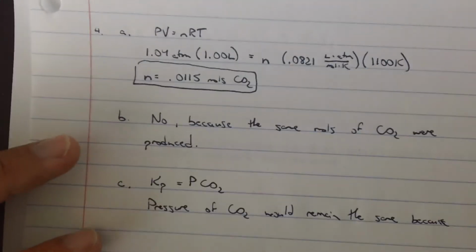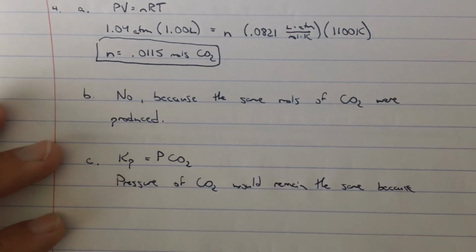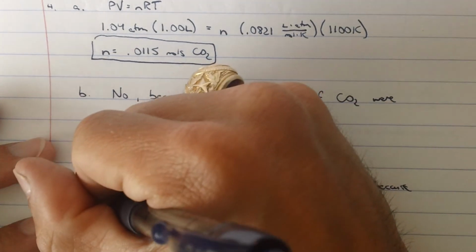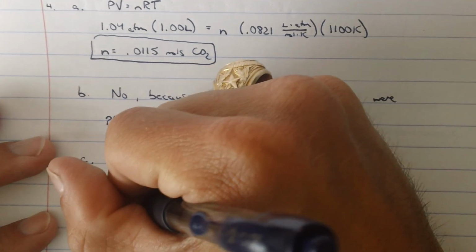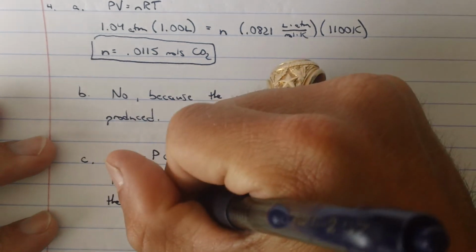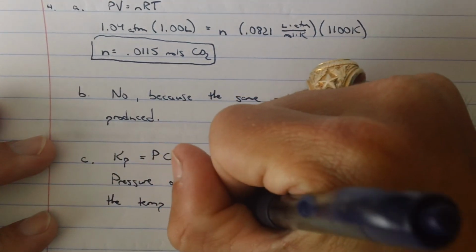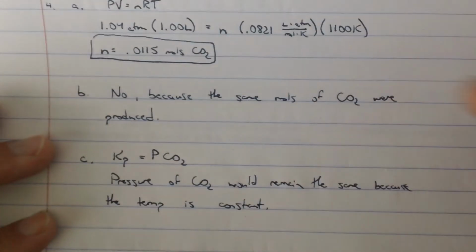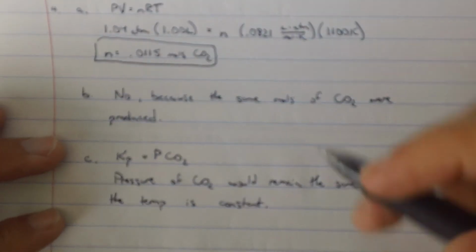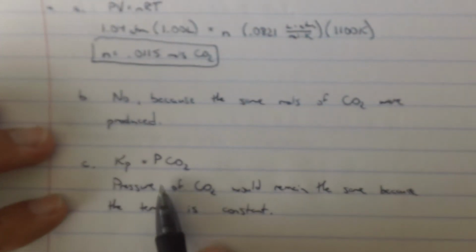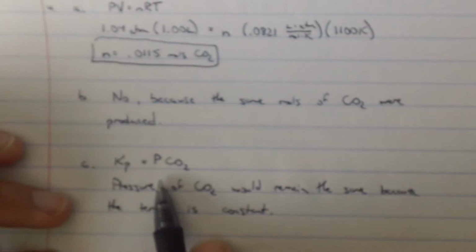because the temperature is constant. I've got to get better at getting my paper under the camera. And then I would write the equilibrium expression there that way.